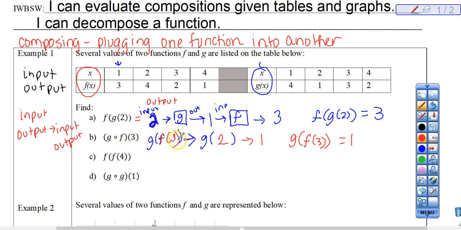So remember, you're getting input, you plug in something, you get something out. You plug that thing in, you get something out. So you guys do the f of 4 on your own.